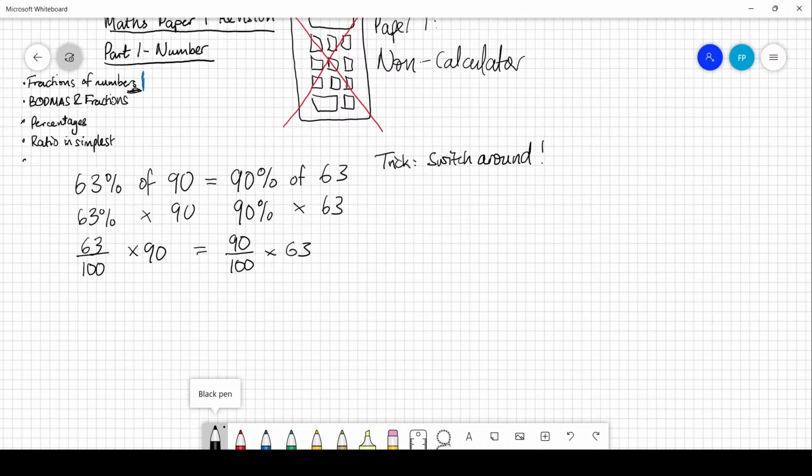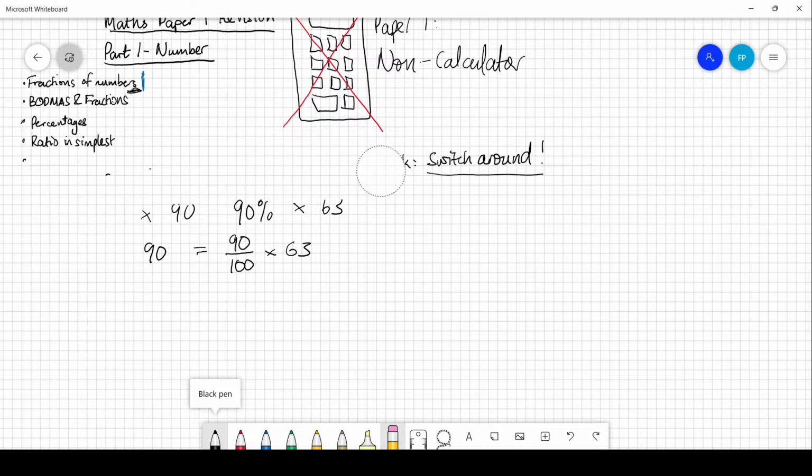And you can literally put these two numbers on the top. 63 times 90 over 100 equals 90 times 63 over 100. So I've basically proved, a bit like an algebraic proof, that you can switch these percentages and numbers around if it doesn't feel right to you or it feels too hard. So I'm guessing that's a trick you haven't seen before, right? Yeah. Okay.